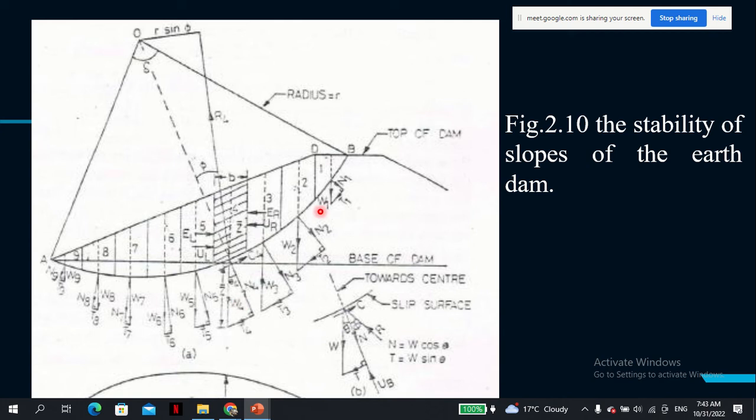And then you can see that the factor of safety is about the summation of driving forces against the resisting forces.